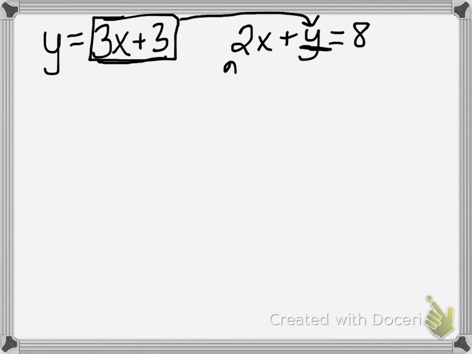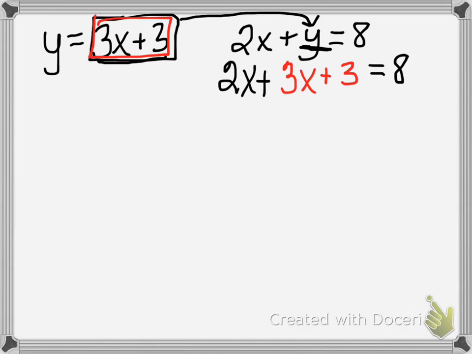So I have 2x plus, now instead of the y, I'm going to put in this value right here in the box, 3x plus 3, because that's what y is equal to. So 3x plus 3. And I know that this is equal to 8. Okay, now all I have to do is combine like terms. 2x plus 3x is 5x. And I've got a plus 3 equals 8.